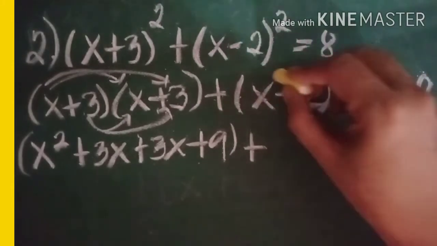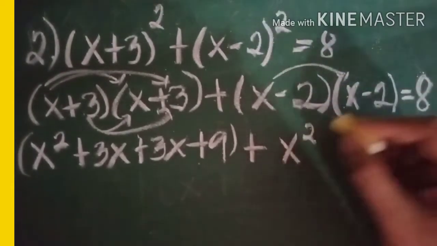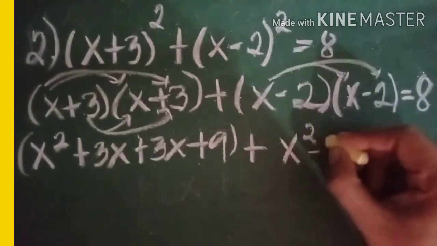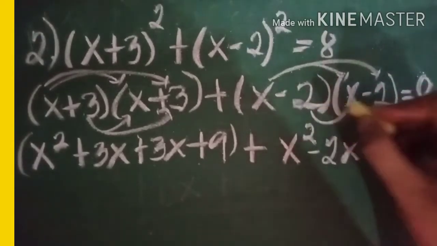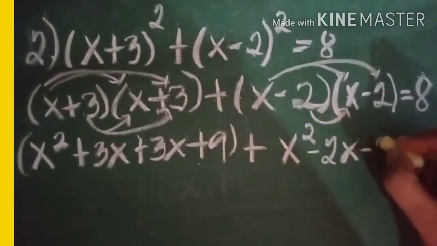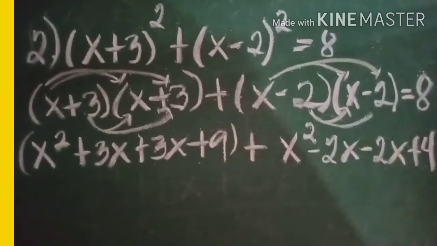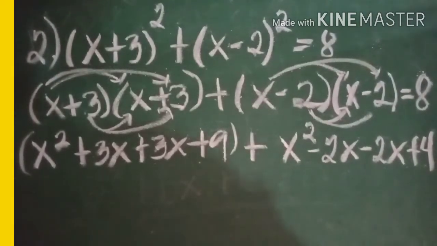the quantity of x minus 2 times x minus 2. So, x times x is x squared. Then, x times negative 2 is negative 2x. Then, negative 2 times x is negative 2x. Then, negative 2 times negative 2 is positive 4. And then, equate natin sa 8, equal to 8.